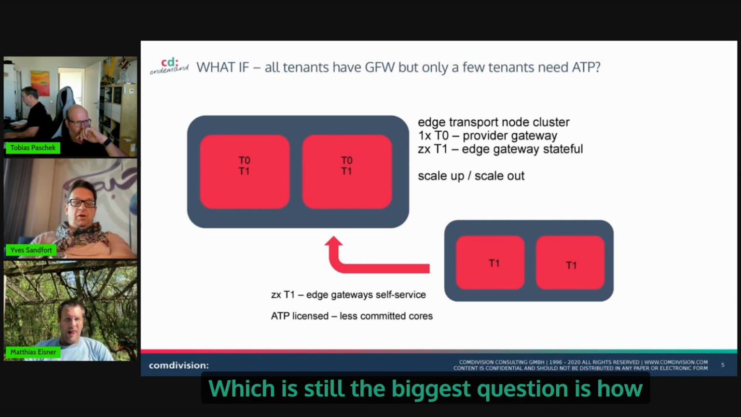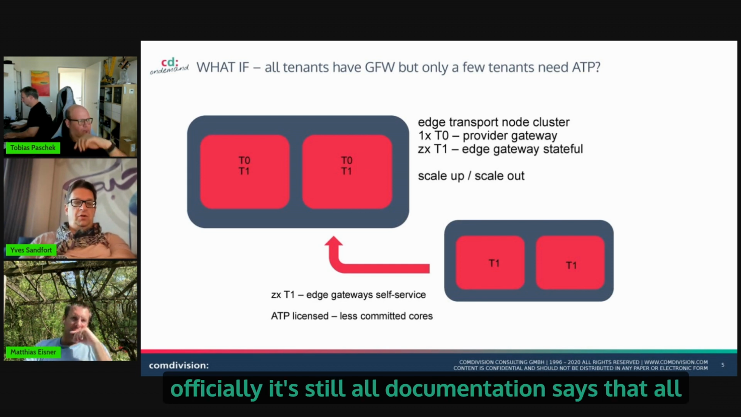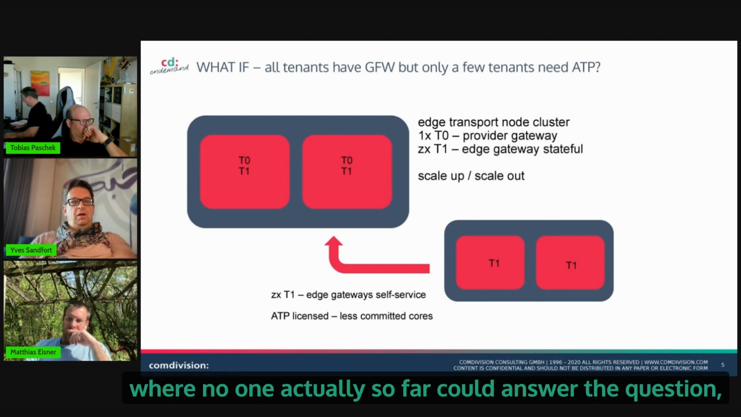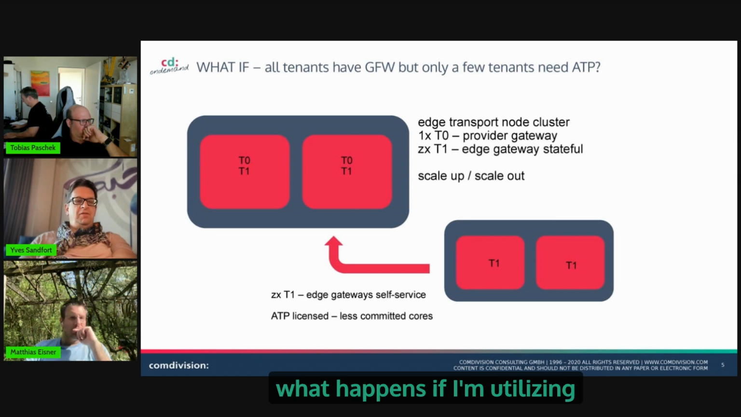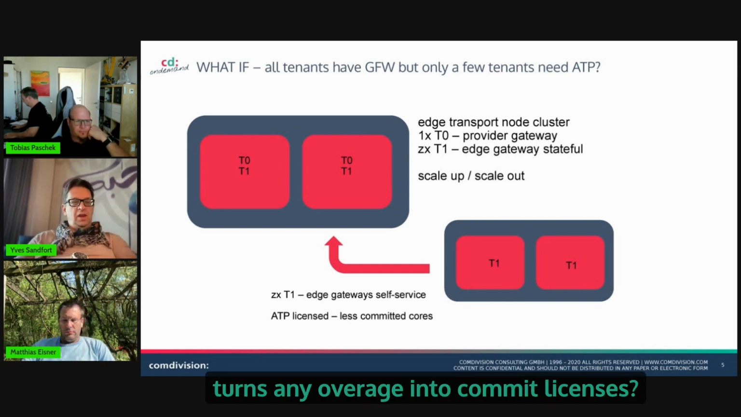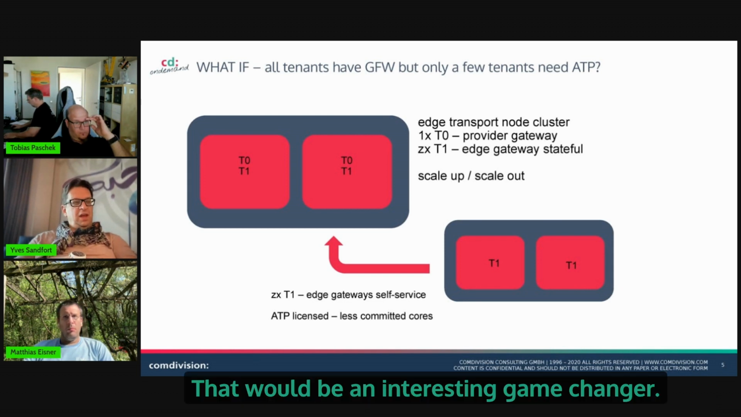Which is still the biggest question: how is all of that going to be handled? Officially, the documentation still says that all add-ons are commit licenses only, and no one so far could answer the question, what happens if I'm utilizing more than I actually committed? Does that mean Broadcom automatically turns any overage into commit licenses? That would be an interesting game changer.